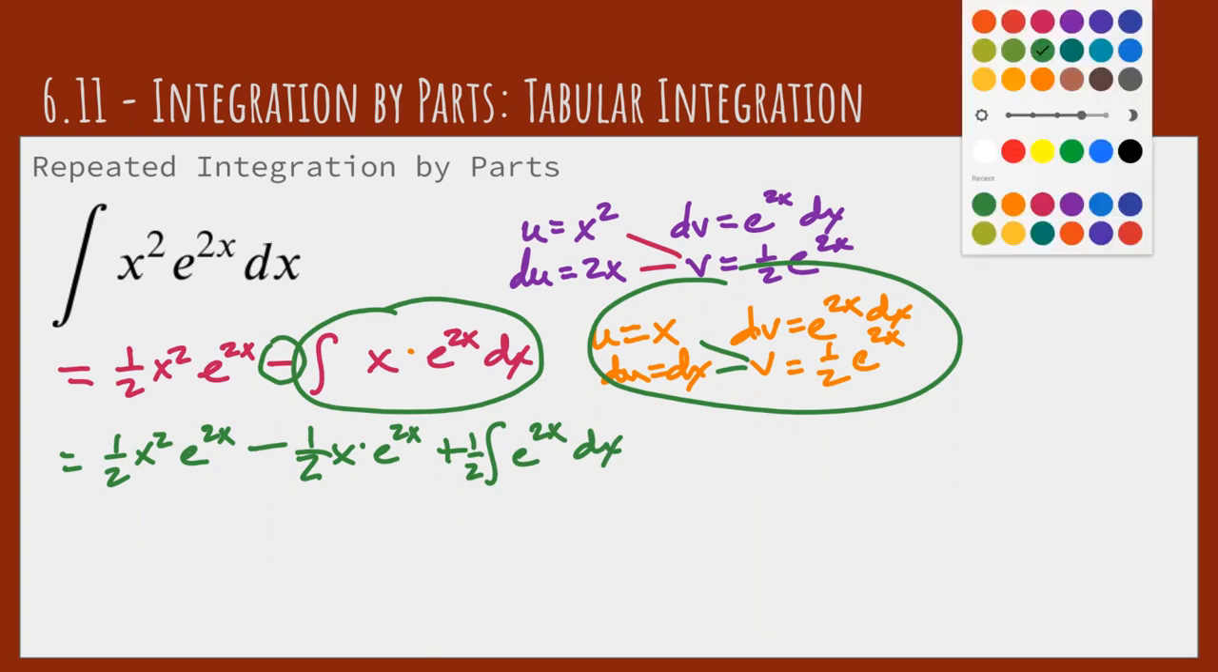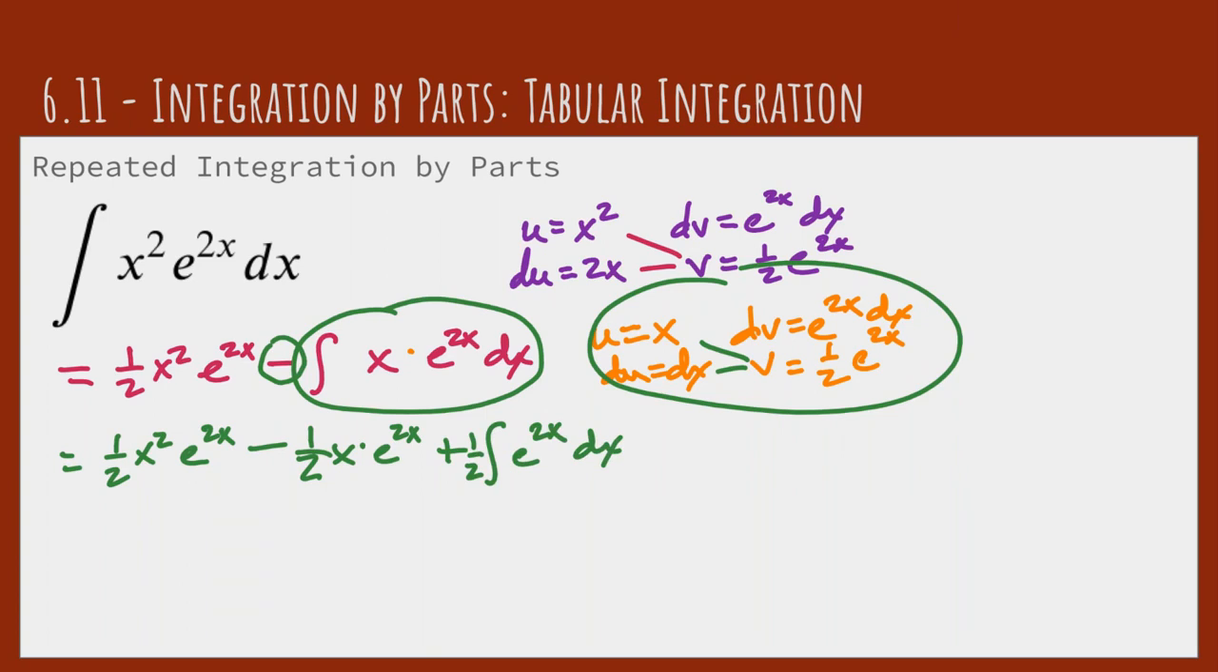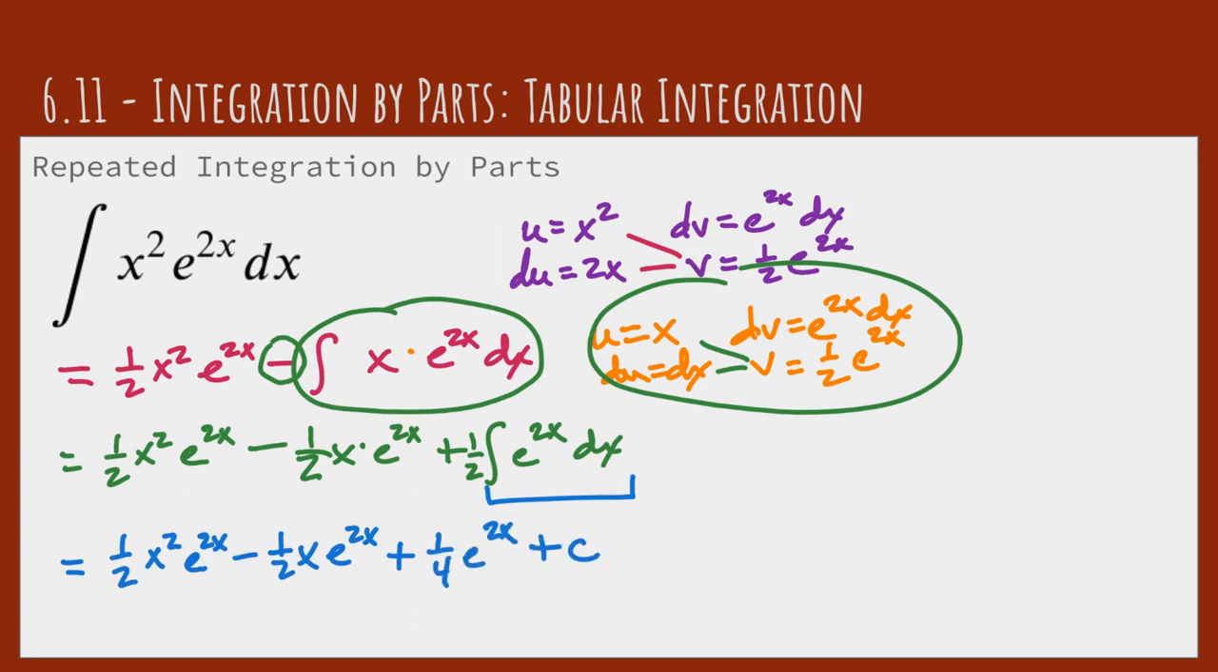So now I'm in a position where I can evaluate this antiderivative without integration by parts. So everything else just comes down. And then the antiderivative of e to the 2x is going to be 1 half e to the 2x. So we're going to get a 1/4 e to the 2x. And when we do that final antiderivative, don't forget that plus c.